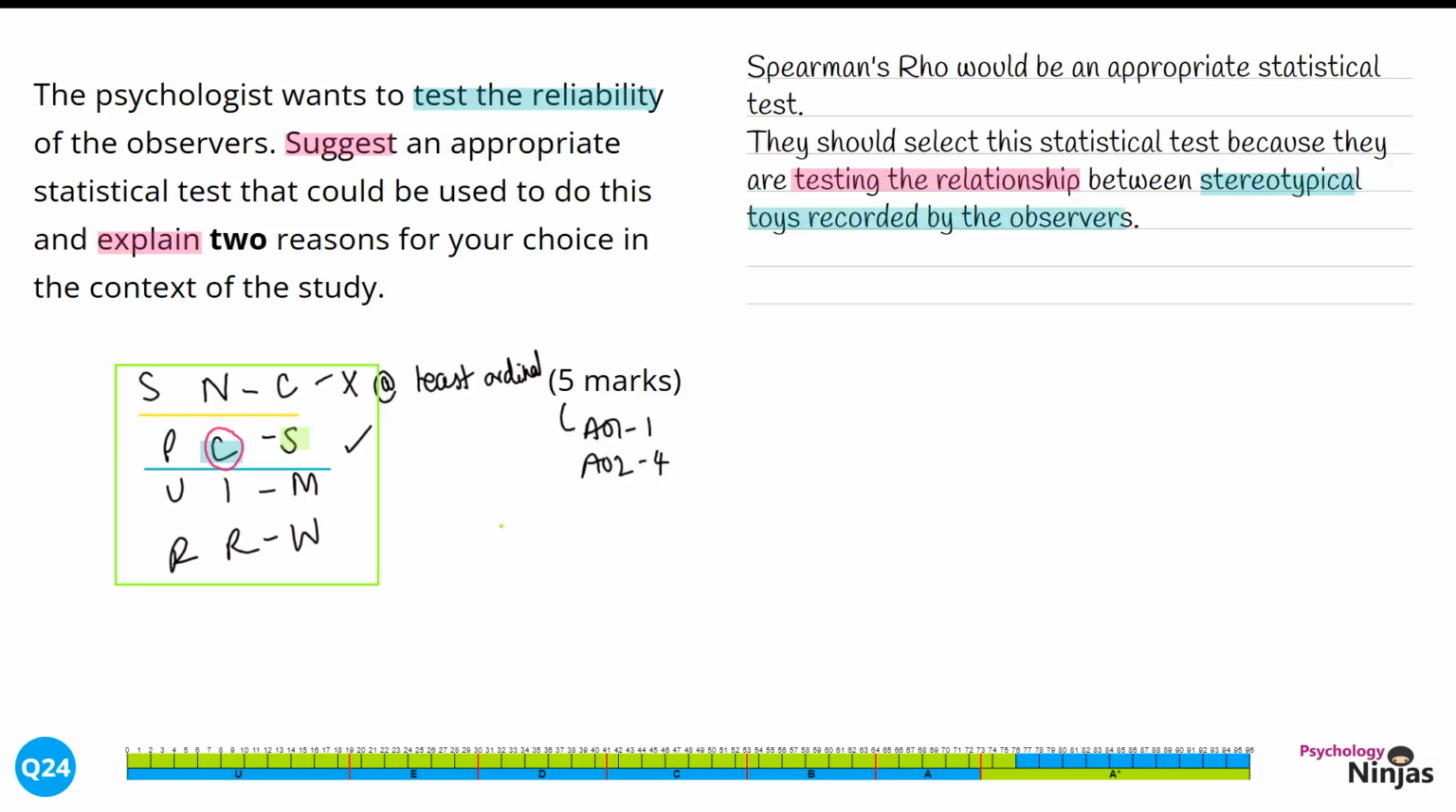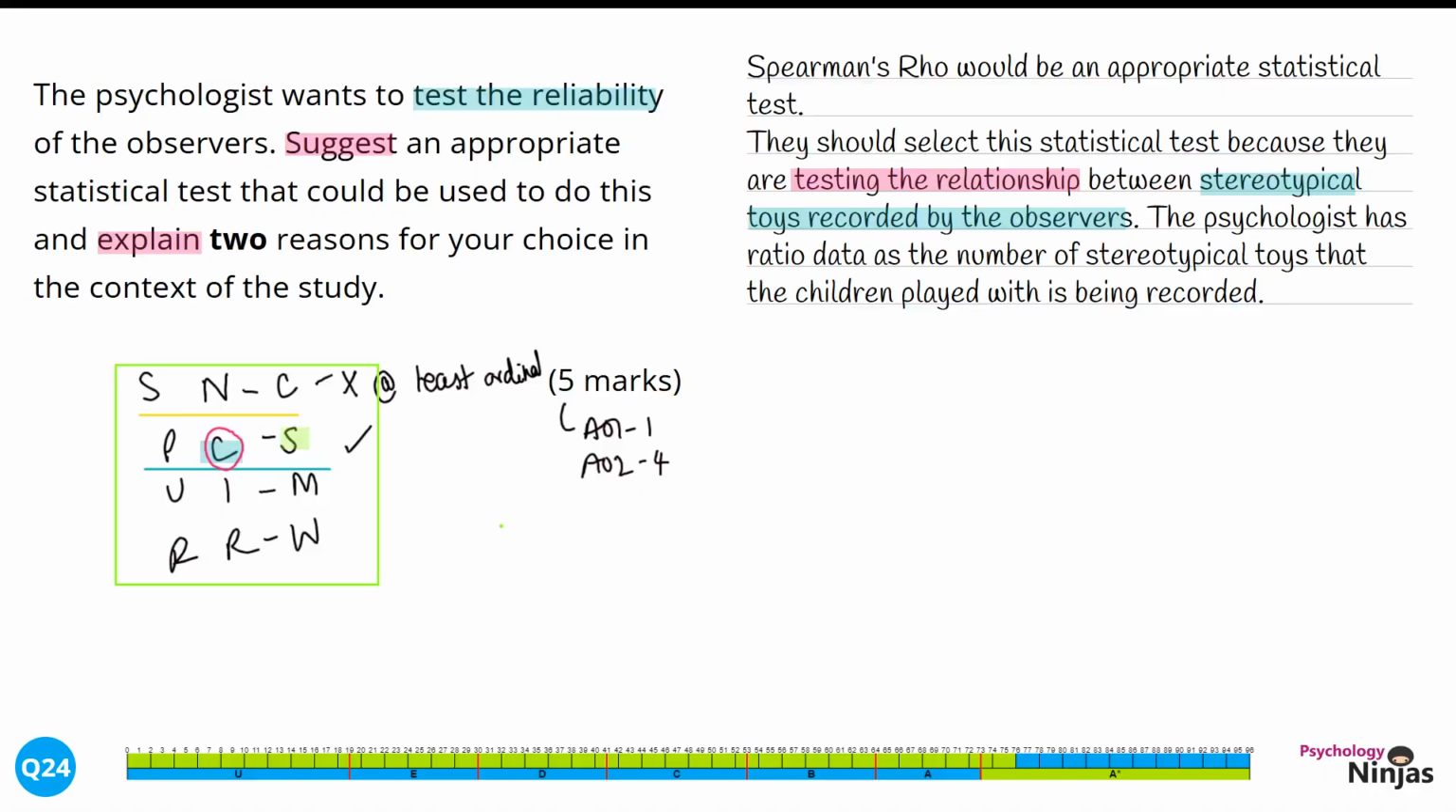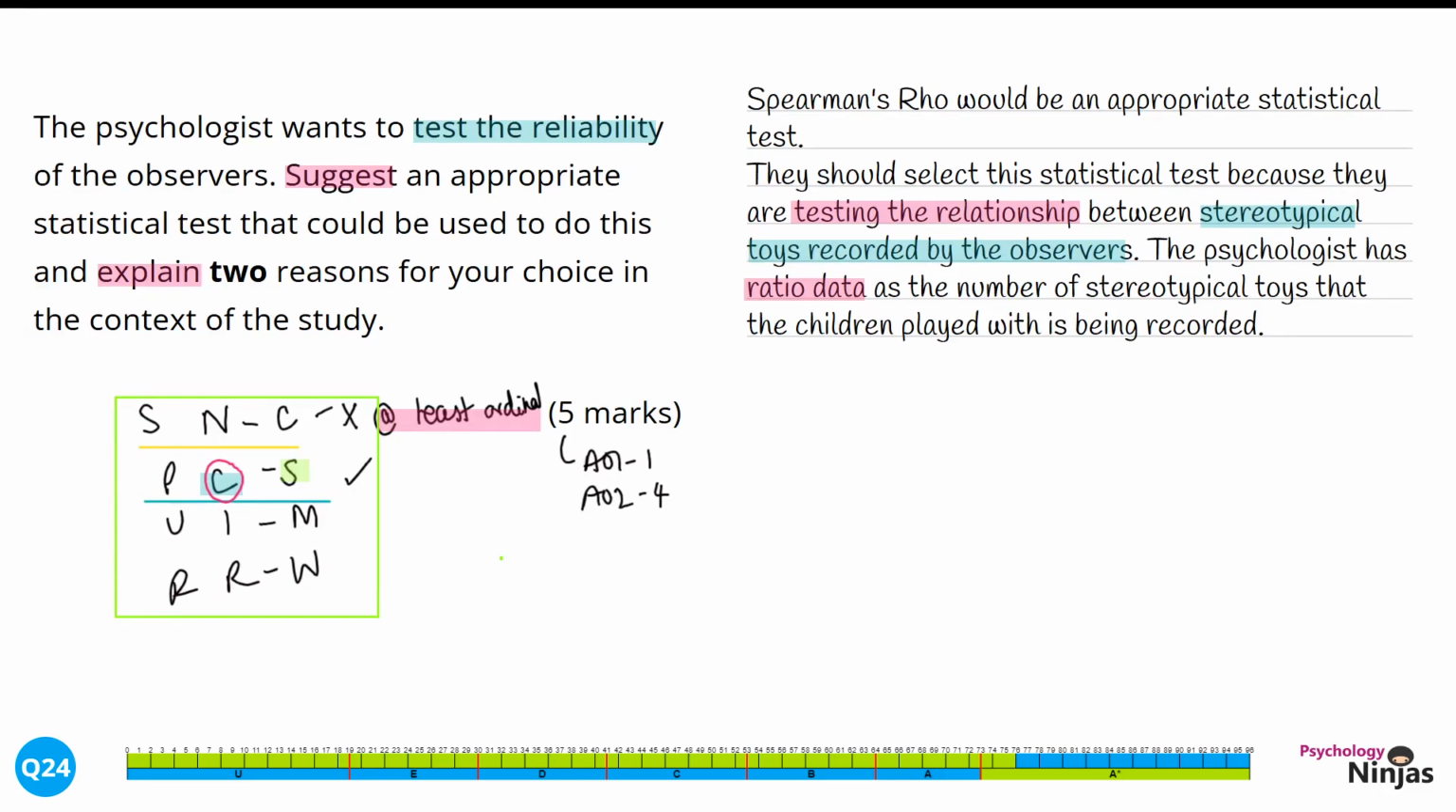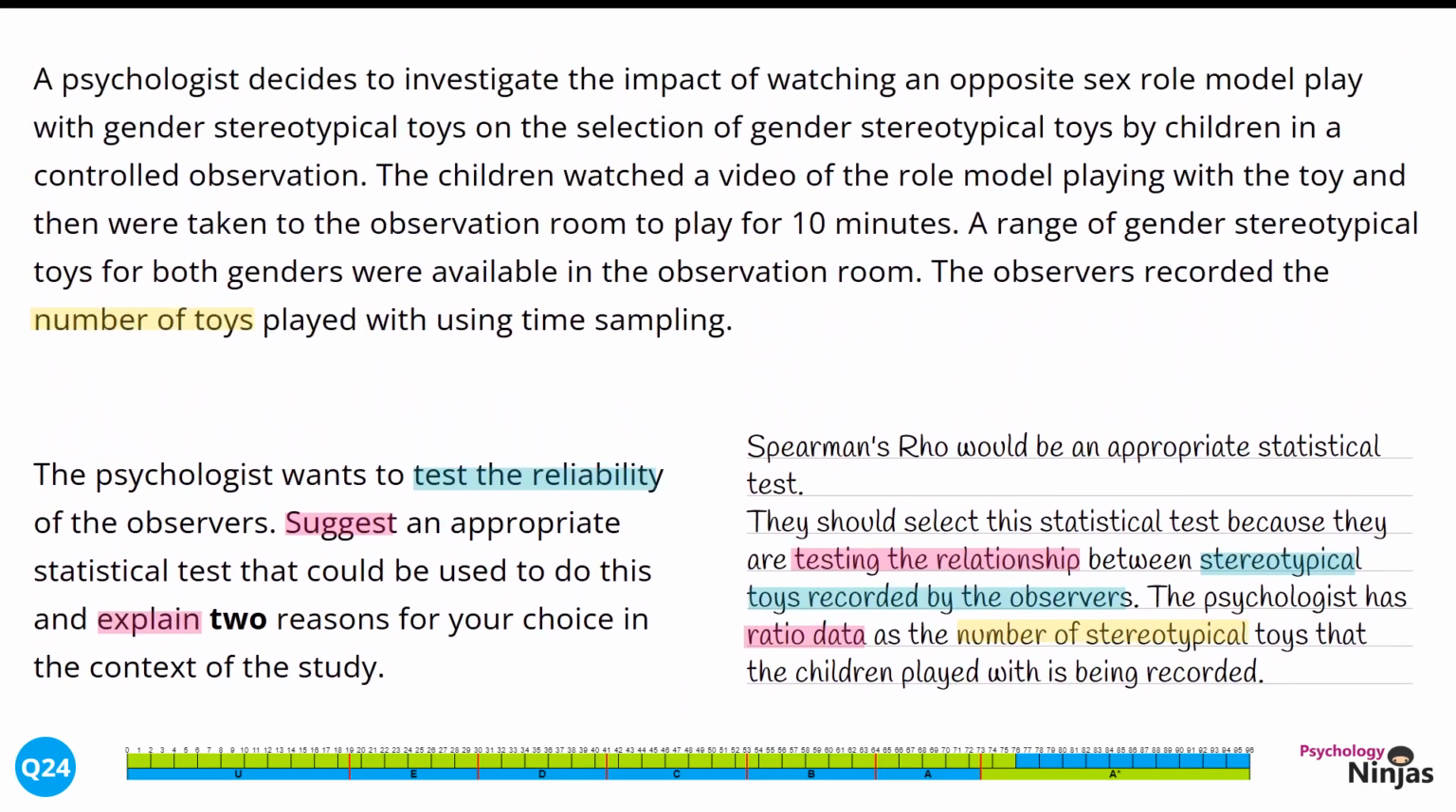We're then going to give a second reason. The psychologist has ratio data as the number of stereotypical toys that the children played with is being recorded. We know that it's a Spearman's rho because we've got at least ordinal data. We've been a bit more specific here and said that it's ratio data in that it has an absolute 0. We've put that into the context of our study by talking about the number of stereotypical toys. We use this to identify that this was not ratio data.